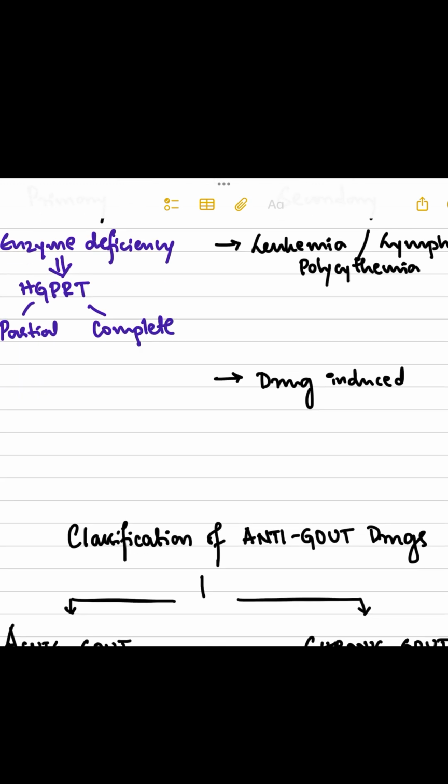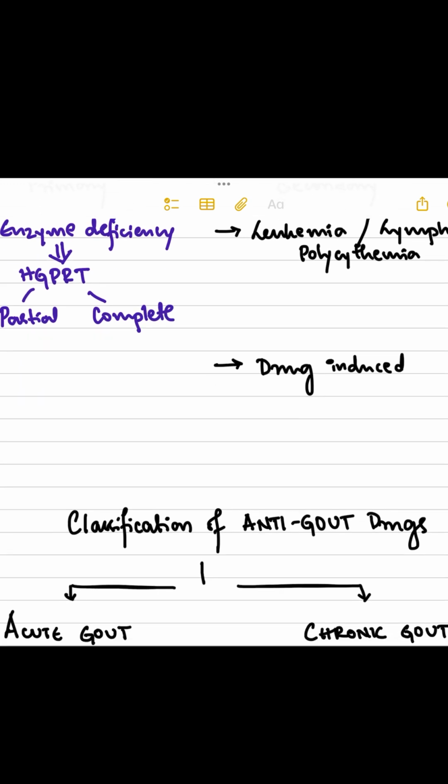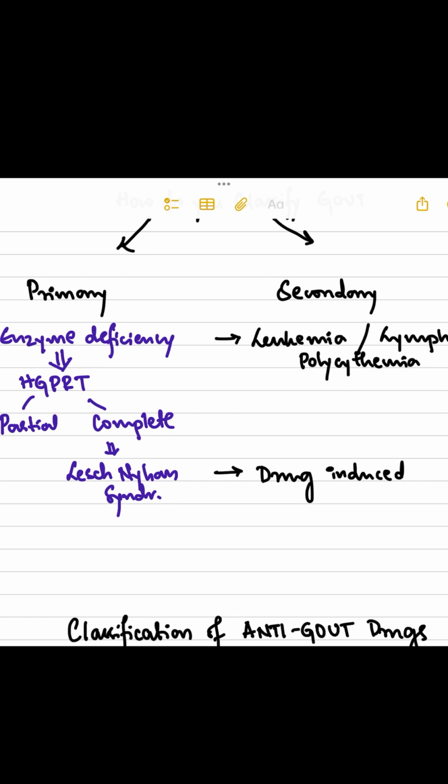Partial deficiency, we have no problem. The person might have acute attacks of gout on and off. If the person has complete HGPRT deficiency, it is known as Lesch-Nyhan syndrome. Mostly the patients suffering from Lesch-Nyhan syndrome will have more CNS manifestations compared to the gout. So these are the primary causes of gout.